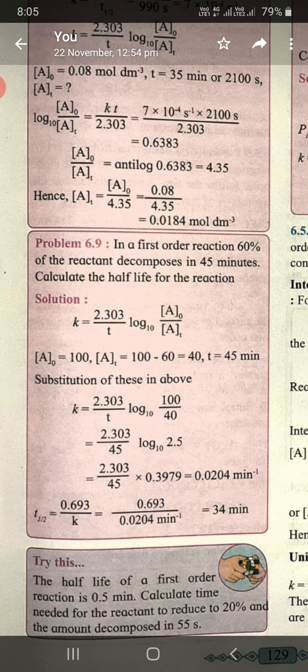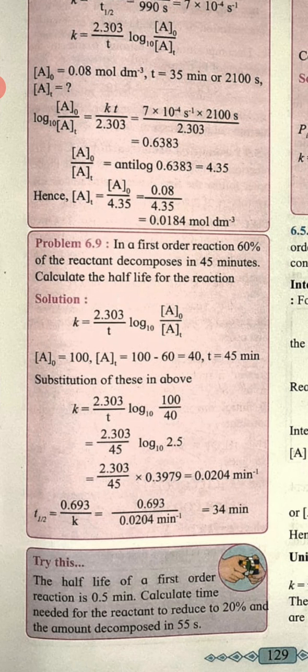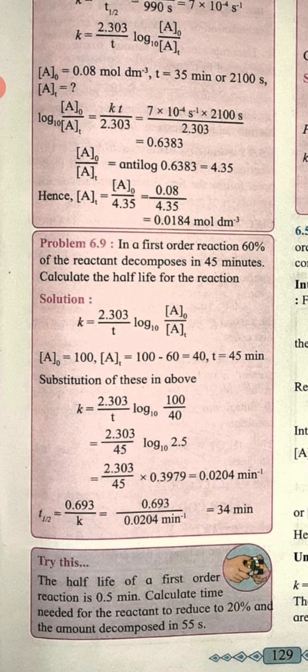So the simplification of this gives 0.0204 per minute. Okay, so we have to calculate the half-life period. What is the formula of half-life period? T half is equal to 0.693 upon k. What is k? 0.0204. So therefore 0.693 upon 0.0204 per minute. So it gives 34 minutes, the value of the half-life period.